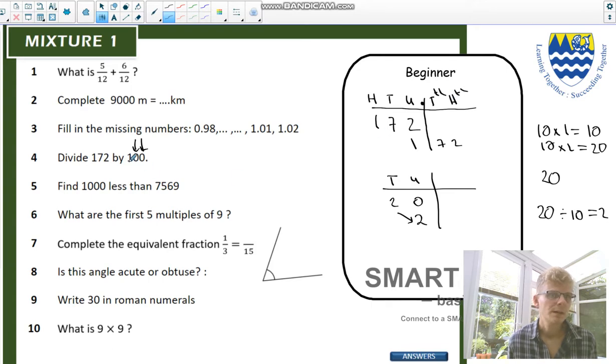Here we're dividing by 100, there were 2 zeros, which means divide by 10 twice, and we can move it over twice, so we end up with the answer of 1.72.